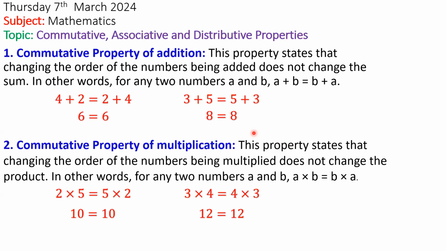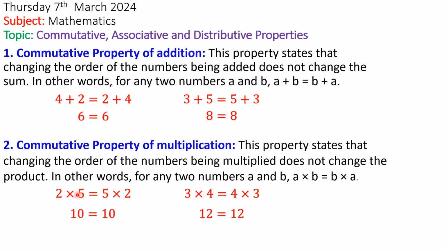So they're basically saying the same thing. What it's saying is that the way you order the numbers when you add them doesn't matter. For example, Dante, what is 4 plus 2? 6. When I switch them around, what is 2 plus 4? It's still 6, right? So the way we order it doesn't matter when we are adding.